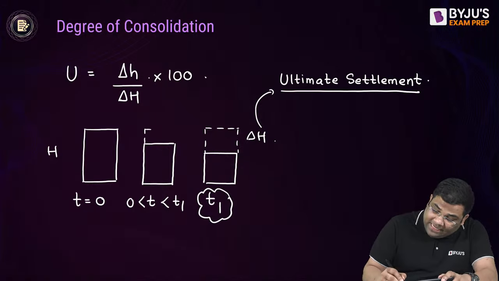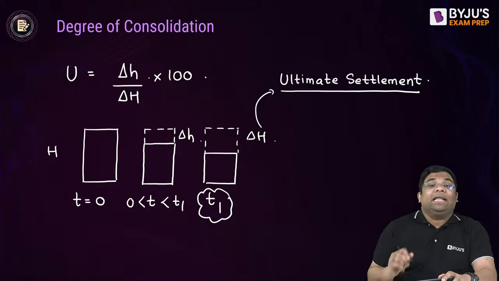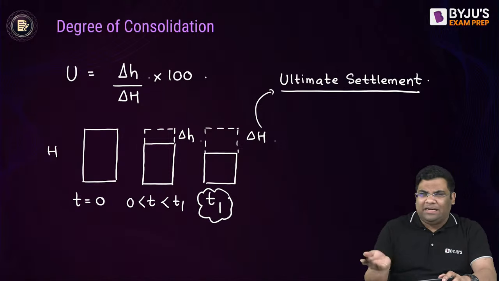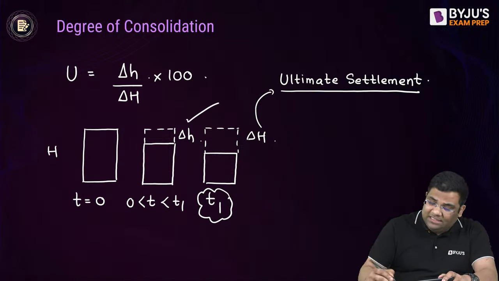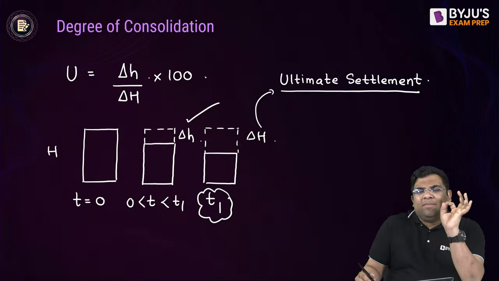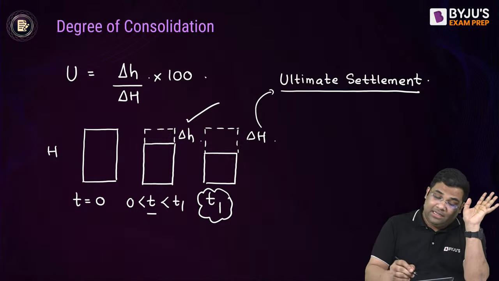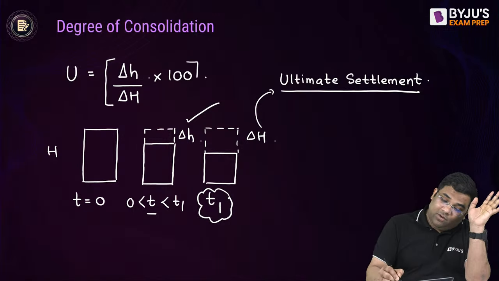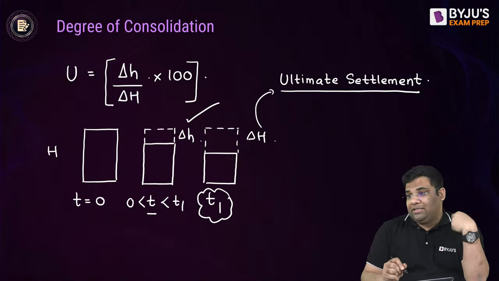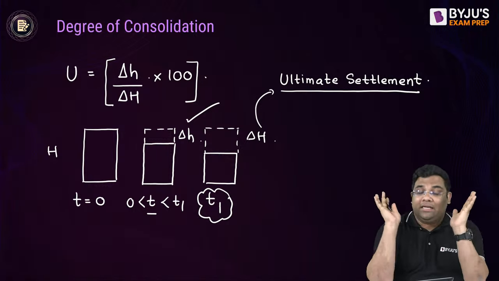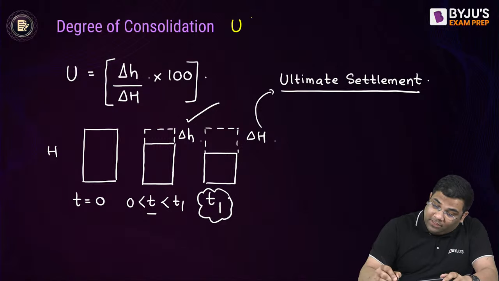Now in this time t also there will be some settlement. Suppose small delta H, and you can see that small delta H is less than the capital delta H, right? So I can say this small delta H is the settlement at time t and capital delta H is the ultimate settlement. Now this ratio we get is the degree of consolidation. I can say by how much amount the consolidation is done. That is degree of consolidation.